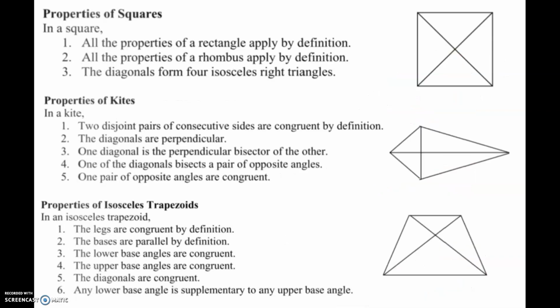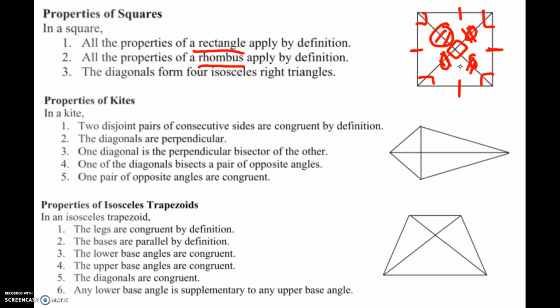Then we got to the most specialized parallelogram, which was the square. It comes with all the properties of the rectangle, all the properties of the rhombus, and of course parallelogram in general. But now we have 4 congruent angles and 4 congruent sides. So that makes our diagonals actually turn out to be congruent. They bisect one another. They're perpendicular to one another. So we actually end up with 4 congruent isosceles right triangles in the square once we draw the diagonals in.